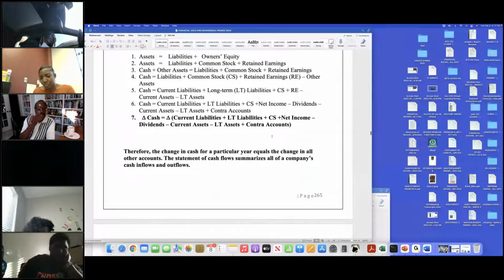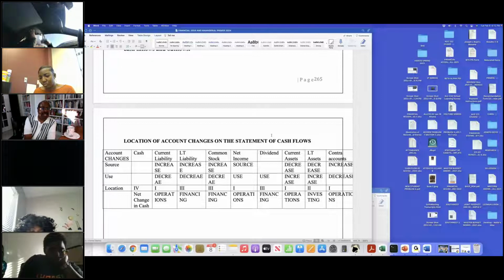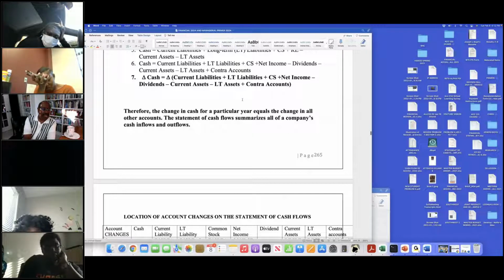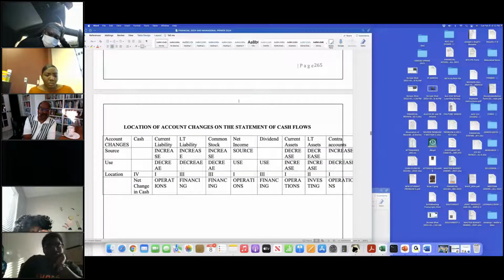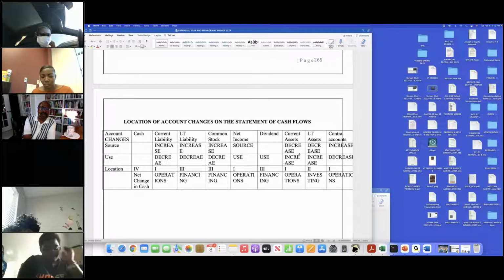Another thing becomes, okay, if we do a statement of cash flow and we're looking at the changes in all of these items, where do they go on the statement of cash flow? Current liabilities are going to be in part 1, operations. Long-term liabilities are going to be in part 3. Common stock, part 3. Net income is going to be in part 1 as a source. Dividends are going to be in part 3. Current assets are going to be in part 1. Long-term assets in part 2. The contra assets are going to be in part 1.